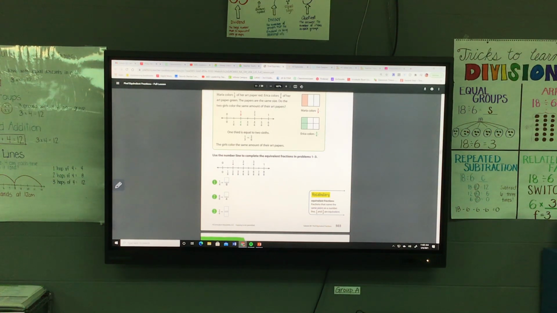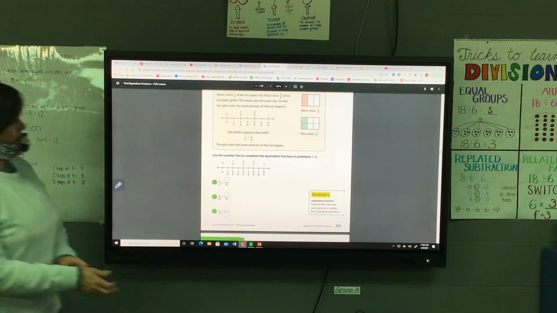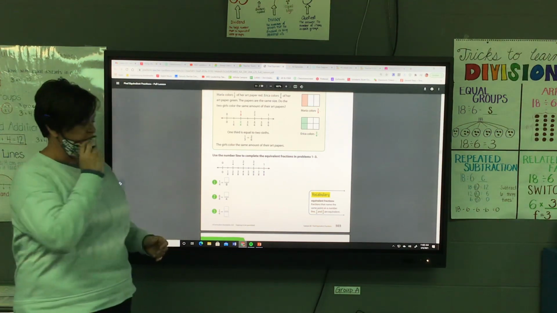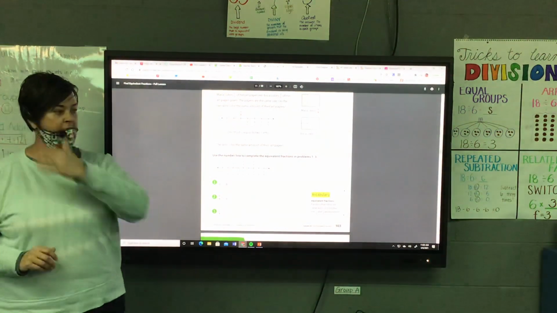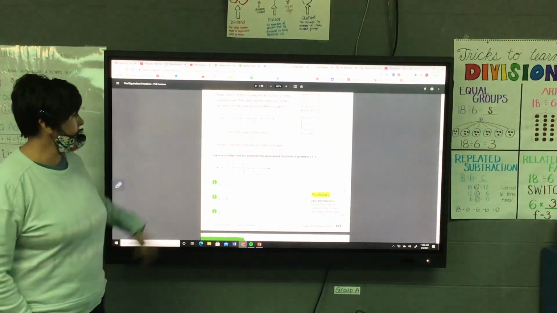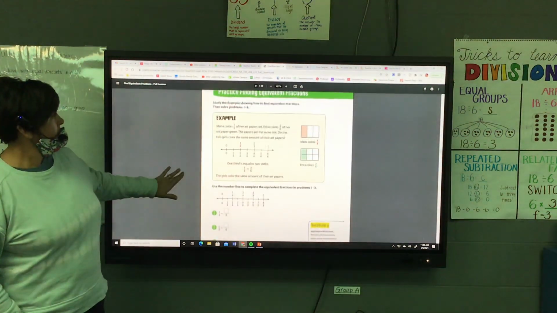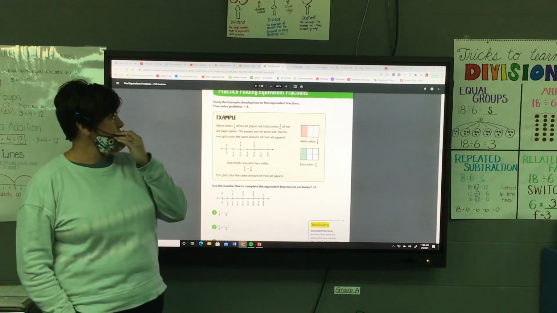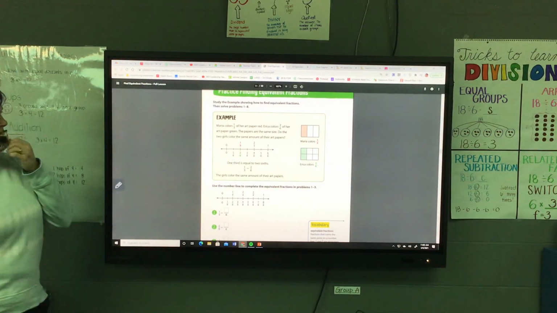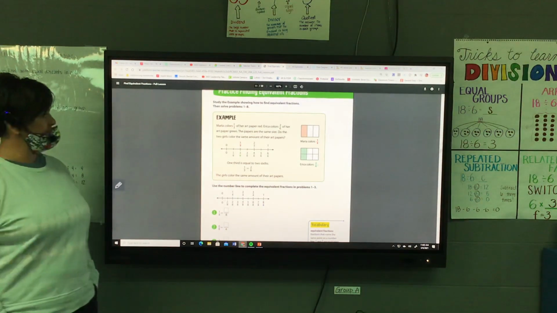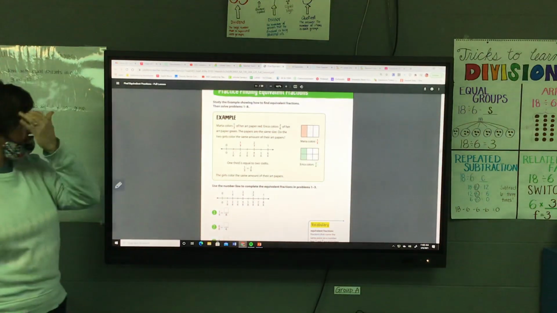Okay, we'll move on to math. We're ready to start up on page 503. Everybody have that out? Yep. Okay. So study the example showing how to find equivalent fractions, then solve problems 1 through 8.